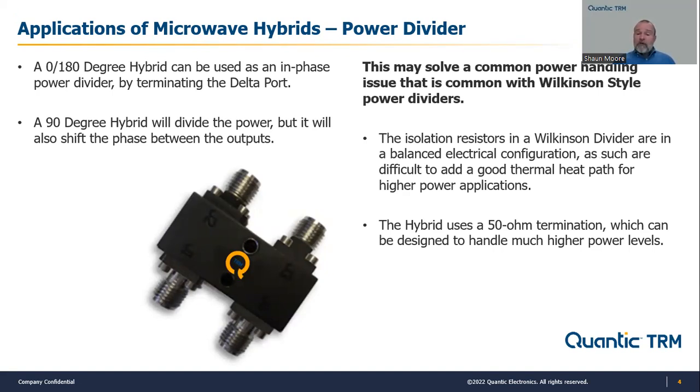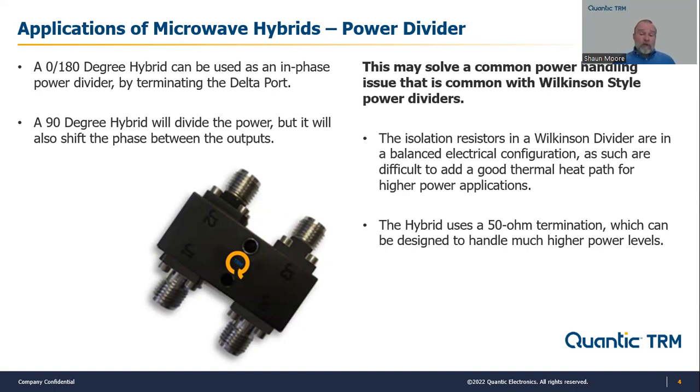The advantage of using a 0180 hybrid for a power divider application, though, is that if you're talking about a very high power application, or if you have an application where your load impedances are mismatched, a lot of that reflected energy coming back into a power divider can cause a lot of heat dissipation in the isolation resistors of a Wilkinson divider. The beauty of having a 0180 hybrid is that all that energy gets ported back to the delta port when using it as a power divider application.